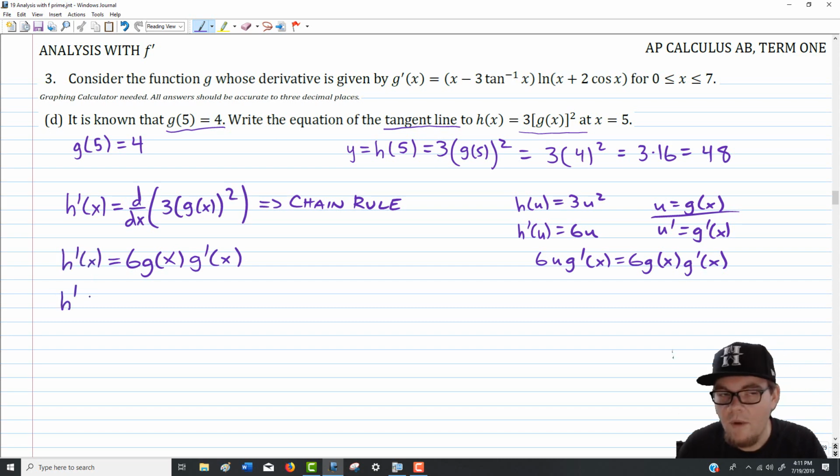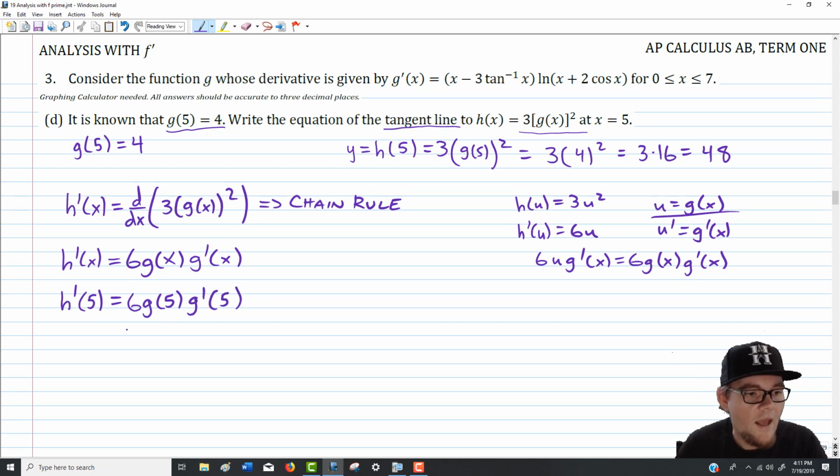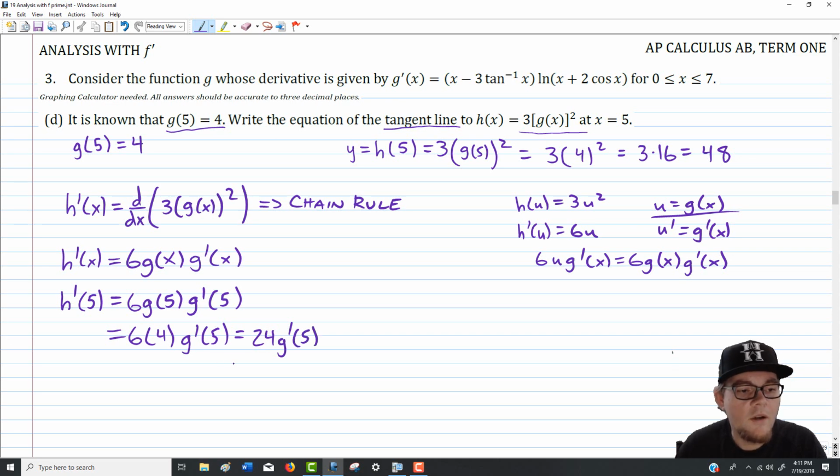Now we aren't interested in h prime in general, only as a tool to compute h prime of 5, the slope at x equals 5 that will represent the slope of our tangent line. So plugging in 5, we get 6 g of 5 times g prime of 5. And some of this is easy. g of 5, we've seen that before. That was 4. So in other words, our derivative is going to be equal to 24 g prime of 5. But our difficulty here is we don't actually know what g prime of 5 is. That's where our calculator comes in.